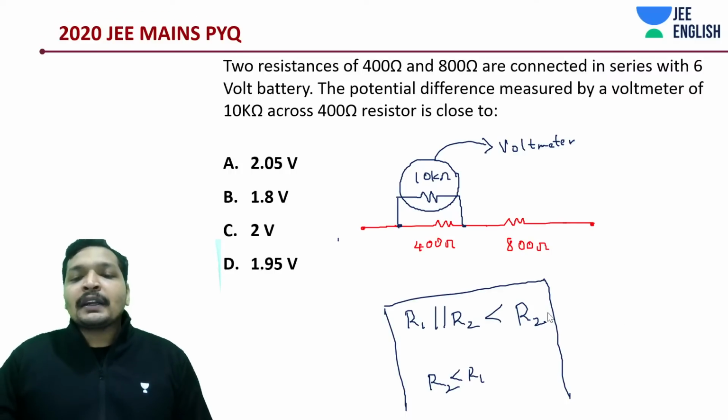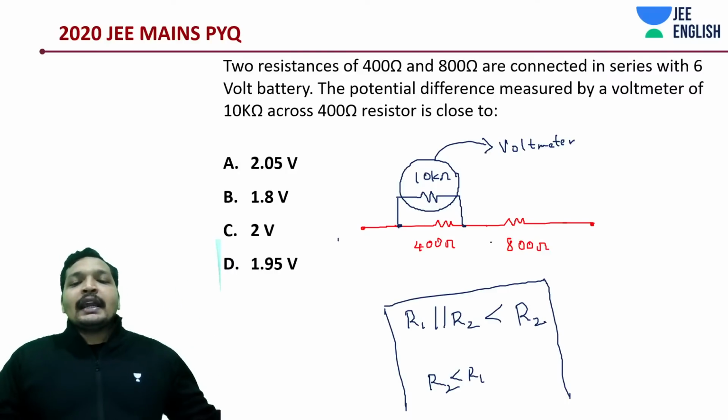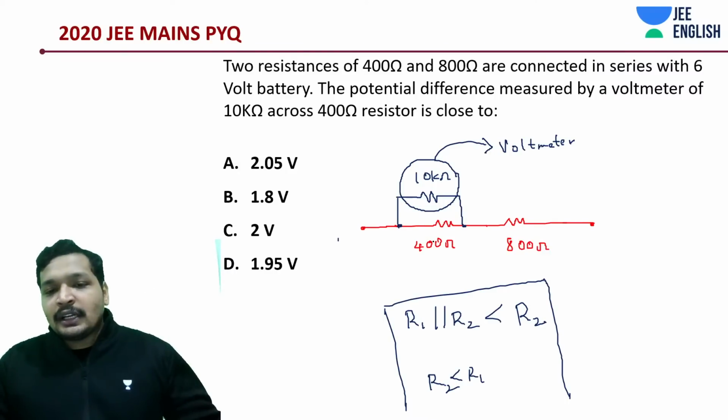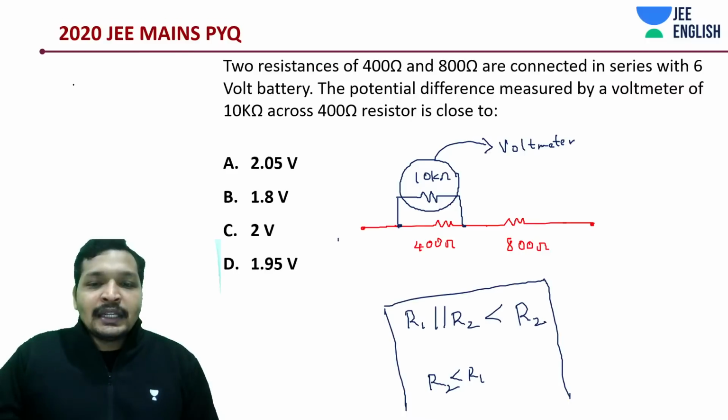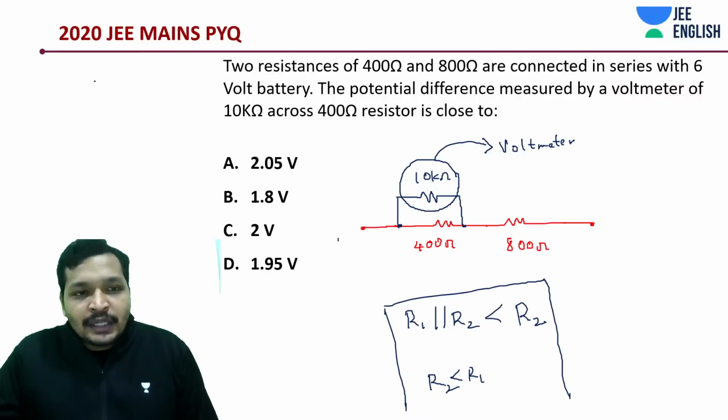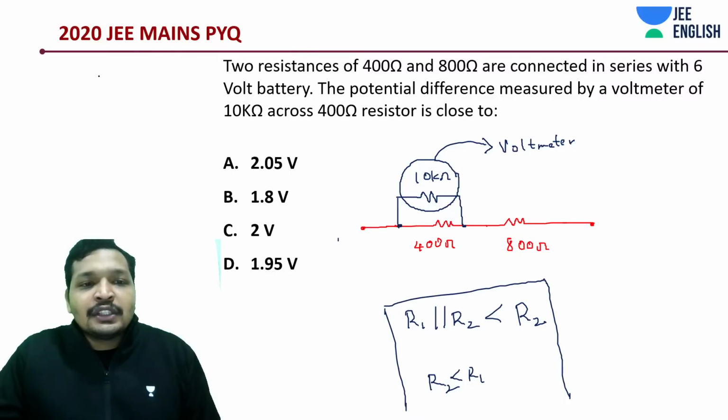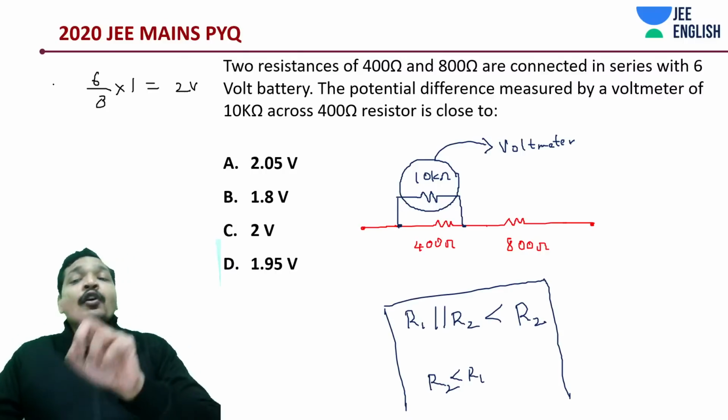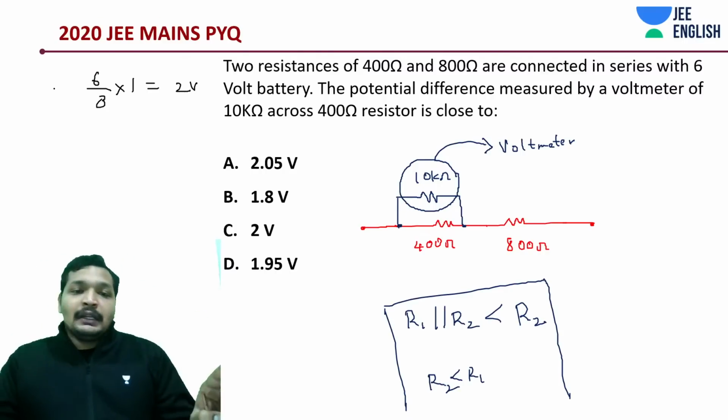This should be dropping lesser than before. If you calculate 800 and 400, just a shortcut, I'll come to the detailed solution. It's like a 1:2 ratio. This should be like 6/3 into 1. So initially it would have been dropping 2 volts, that is before the voltmeter was connected in parallel.